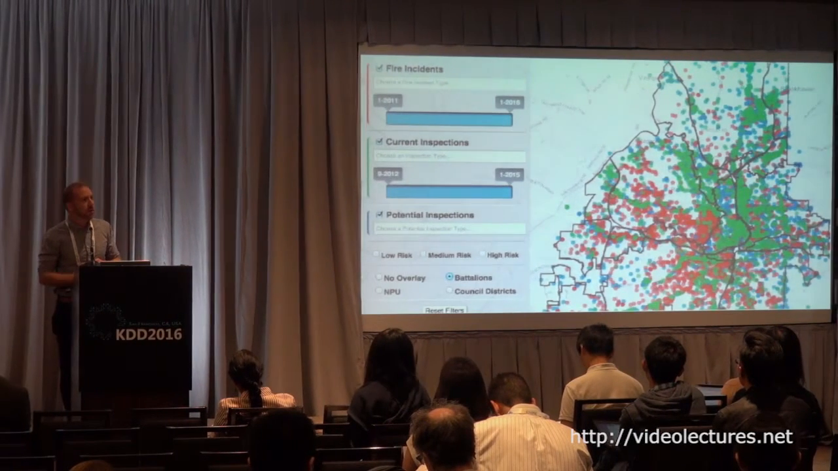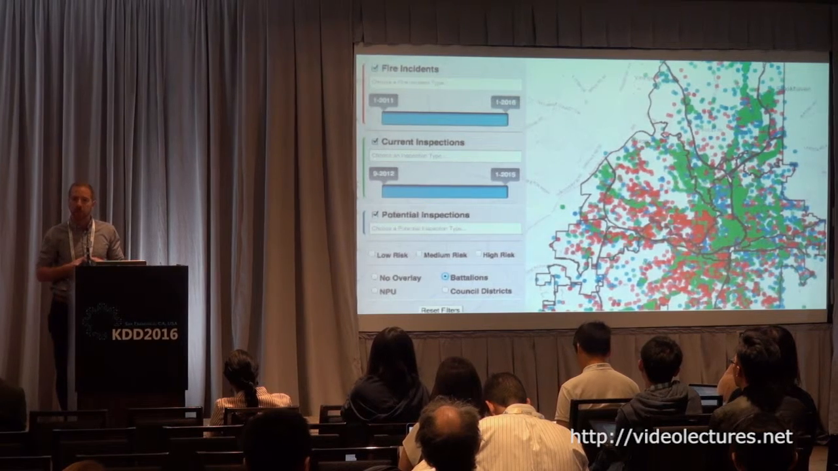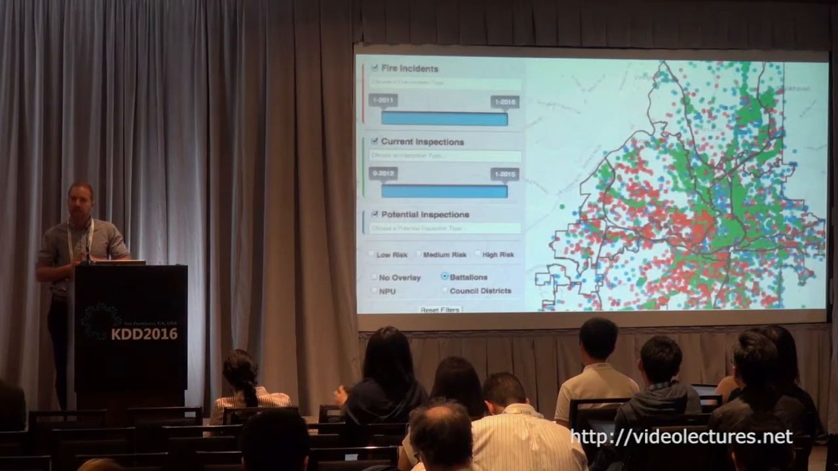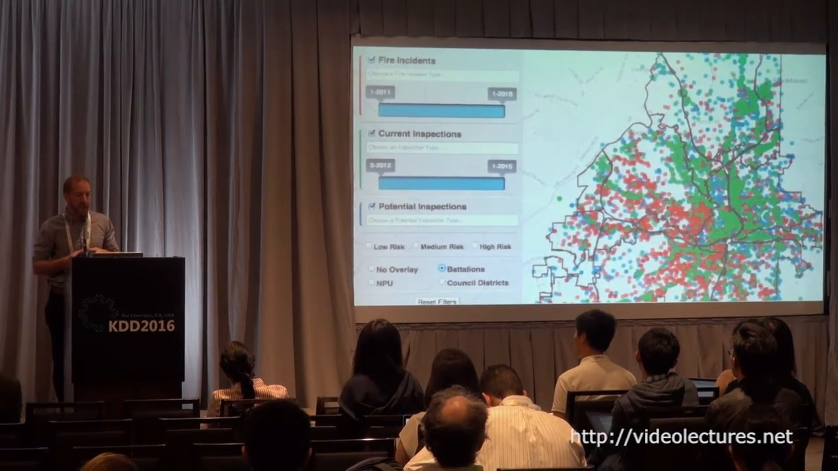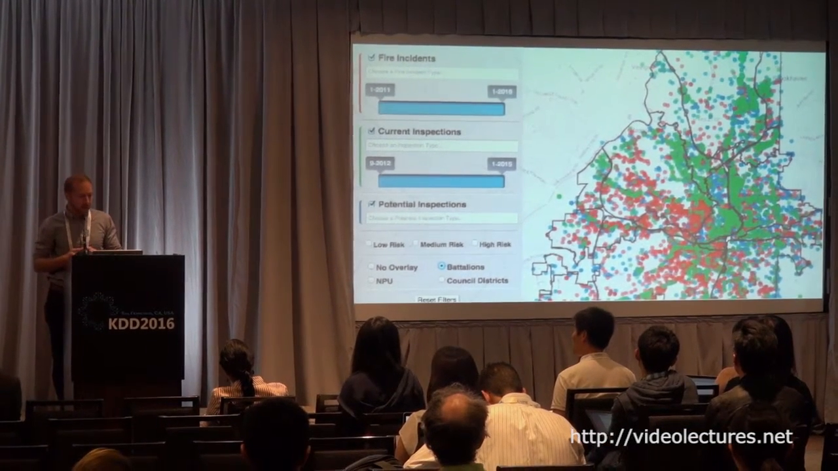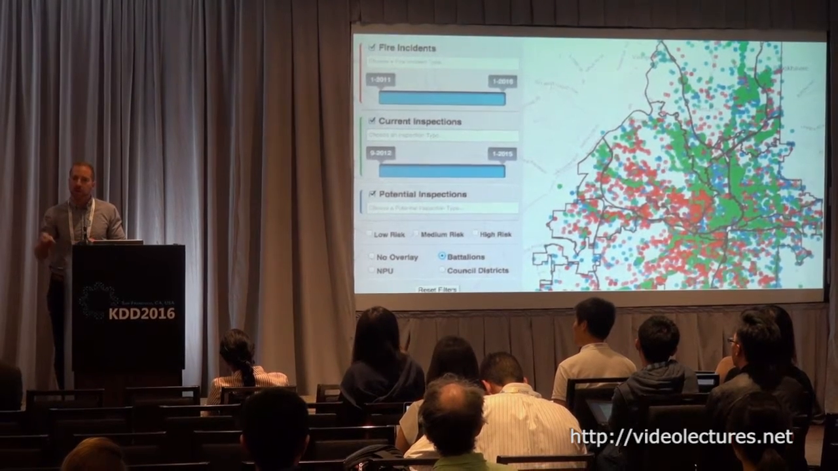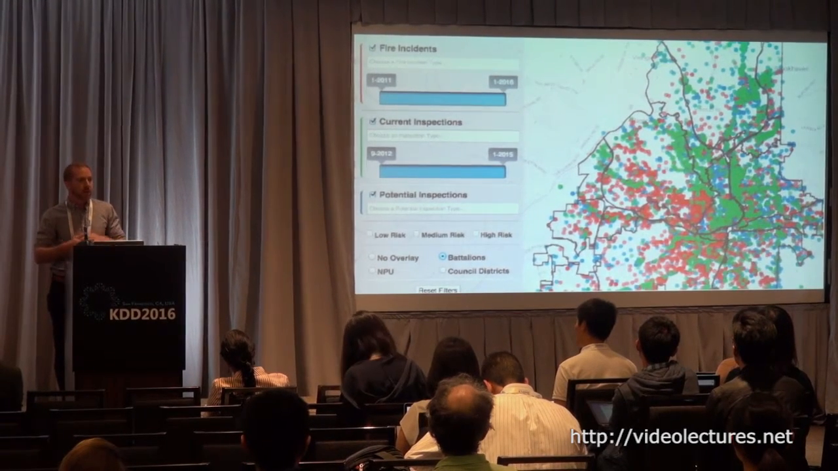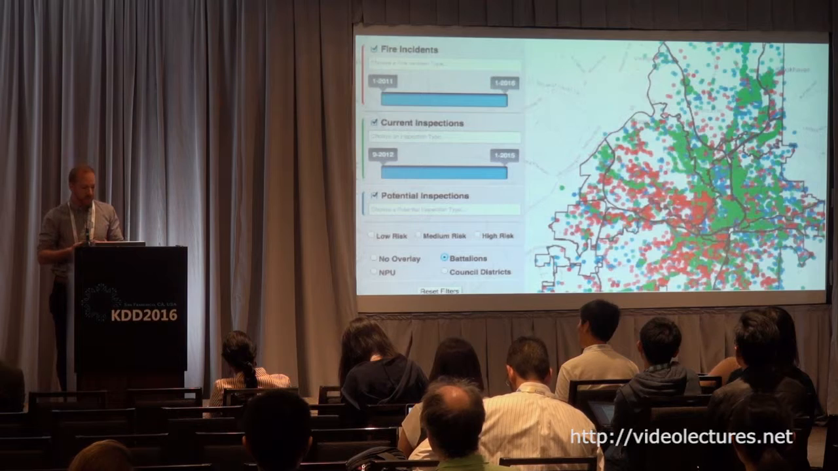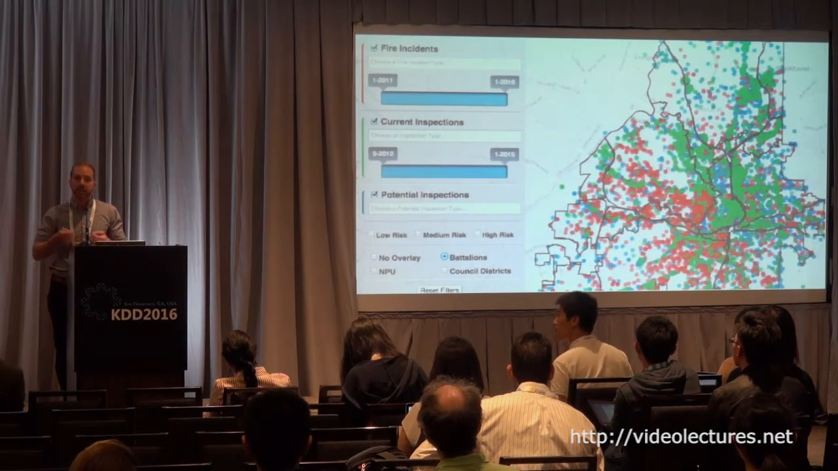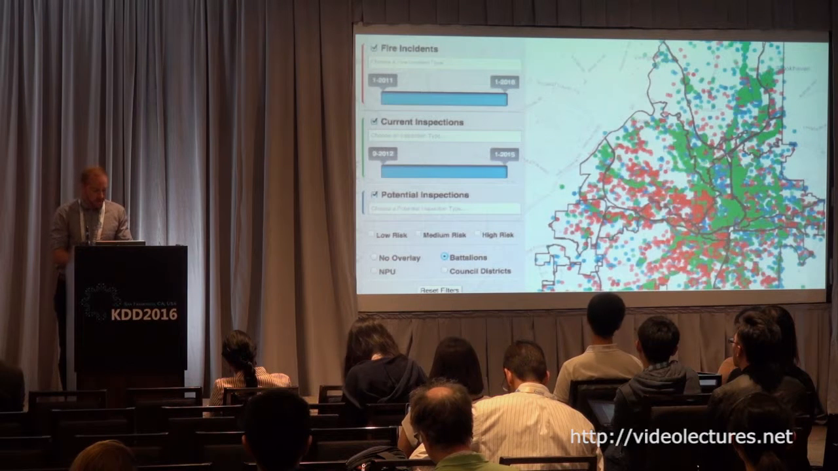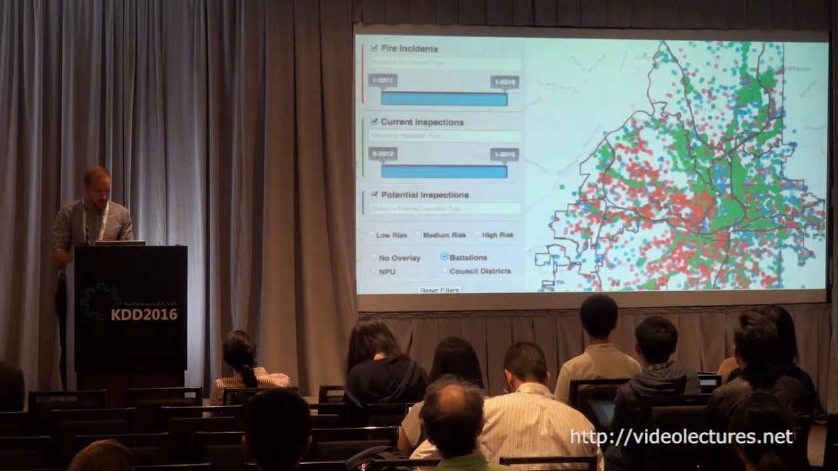But we also wanted to give them an interactive tool that the fire inspectors could use in their daily inspection planning operations. So we plotted the fire incidents and their currently inspected properties onto an interactive map using D3 and Mapbox, and also then plotted these potential inspections onto a map. So I'm going to do a quick demo here for you.